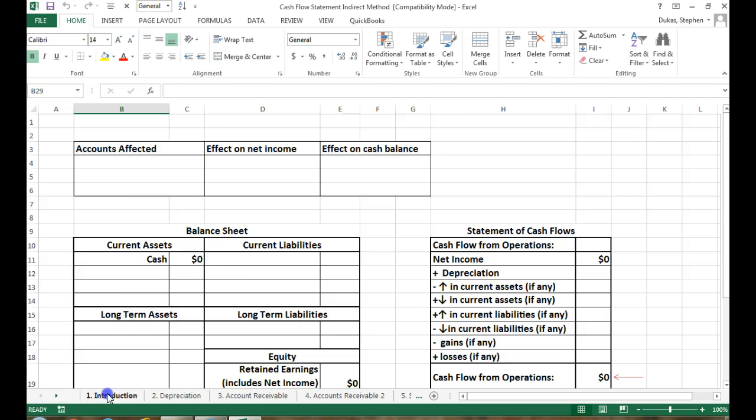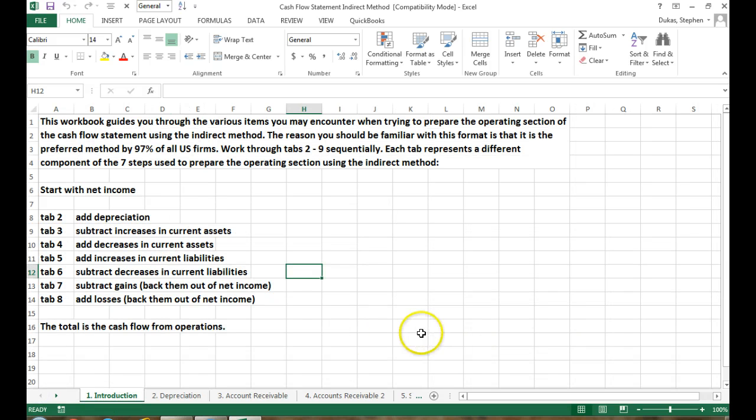So I hope this video has helped to explain this spreadsheet. Just remember, using the indirect method, you always start with net income, you add depreciation, you subtract any increase in current assets, you add any decreases in current assets, you add increases in current liabilities, you subtract decreases in current liabilities, and you back out gains or losses. That, in a nutshell, is the indirect method of the statement of cash flows.